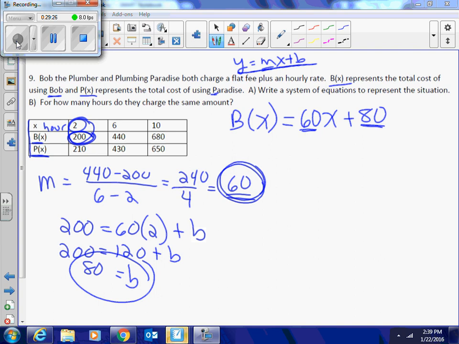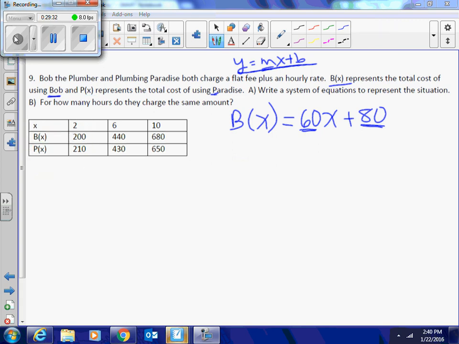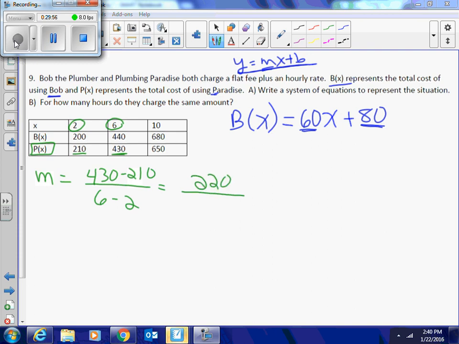Now let's do the same thing for Paradise, and I'll use green for Paradise. Okay, for Paradise, again, we need to get m, and that is equal to 430 minus 210 over 6 minus 2. 430 minus 210, that's equal to 220 over 4, which is equal to 55.